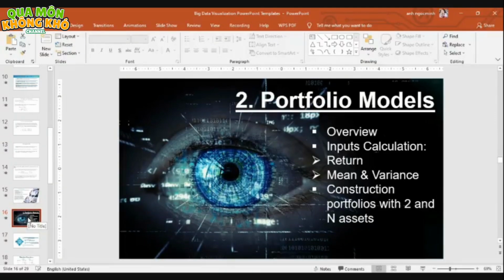In this part, I will give you the overview of the portfolio model and how to calculate inputs like return, mean, and variance, and then I will construct this theory in Excel.